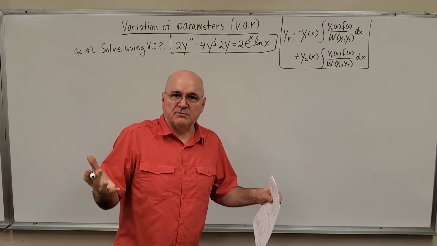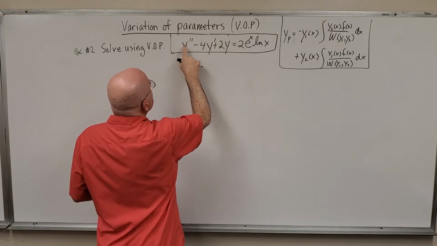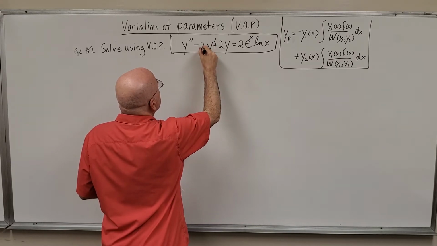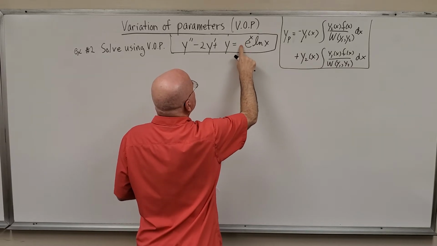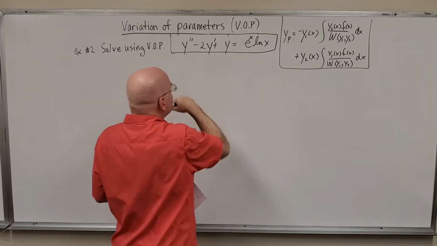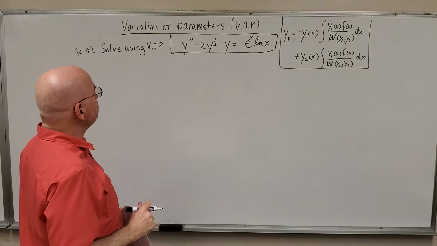So I need to divide the entire equation by 2. Rather than rewriting it, I'm just going to divide it all right here. I'm going to get rid of that 2, change the -4 into a -2, change that 2 into a 1, change this 2 into a 1. Now the requirements are satisfied. We can now use the variation of parameters.